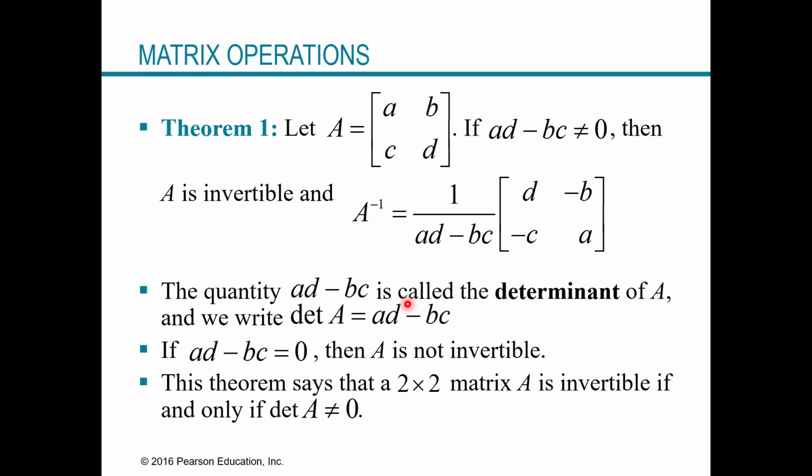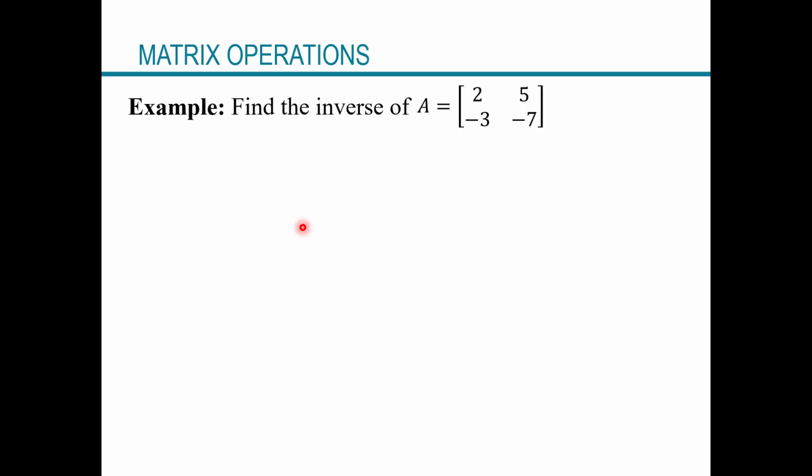Okay? And so we can write that determinant as det of A. Just read it as determinant of A. And so if the determinant is 0, then this matrix is not invertible, meaning it doesn't have an inverse. But if the determinant is not 0, then it has an inverse. Okay, so if you're asked to find the inverse of a 2 by 2, you can check that it even exists by first just computing this determinant. If you get 0, then you can stop because it won't have an inverse. And so this theorem says that a 2 by 2 matrix is invertible if and only if the determinant is not 0.